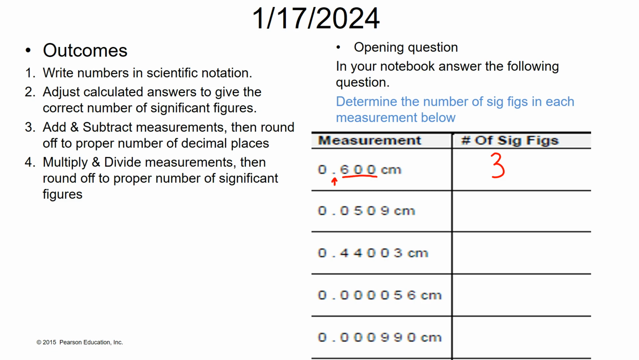All right, how about the second one, 0.0509? 3. Start counting at the first non-zero number. All right, how many in 0.44003? 5. In this one, everything counts. All right, so this one only has 2. And the last one is 3.